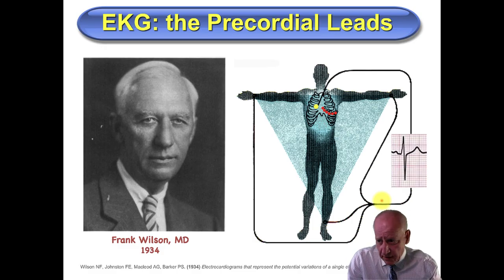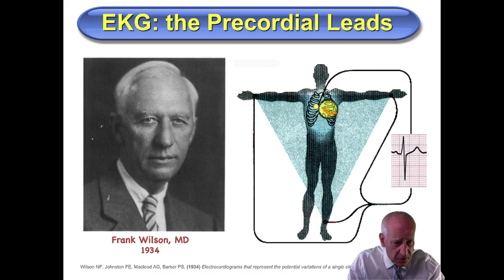About 8 years earlier, in 1934, a guy named Frank Wilson said, gee, the limb leads view the heart from the frontal plane, the vertical plane. Wouldn't it be great if we could also record the electrical events in the horizontal plane? So he proposed placing a second set of 6 leads over the chest, and he called these the precordial leads. Makes sense, the word precordium refers to the area of the chest overlying the heart.